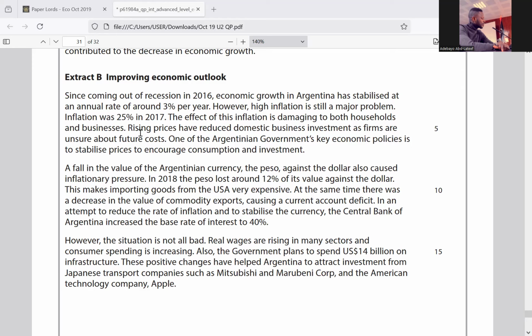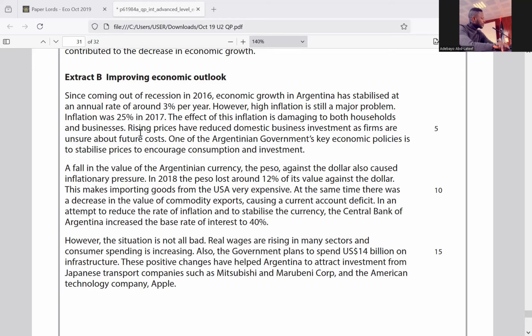So since coming out of recession in 2016, economic growth in Argentina has stabilized at an annual rate of around 2% per year. However, high inflation is still a major problem. Inflation was 25%. That's high because the standard inflation rate should be what? What's the standard rate of inflation? It's around 2.5%.